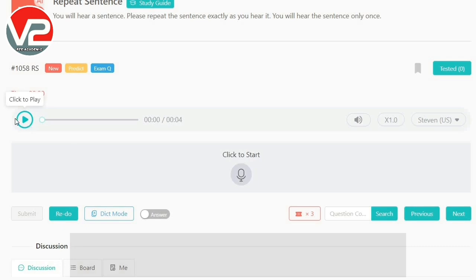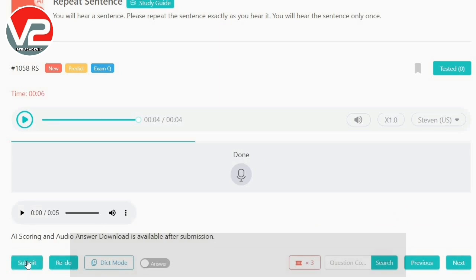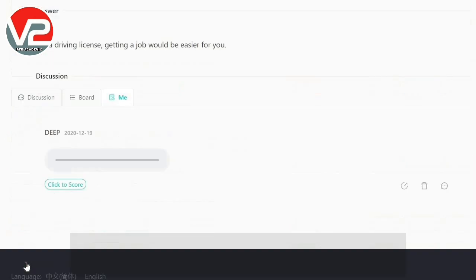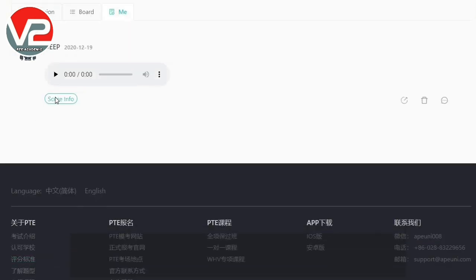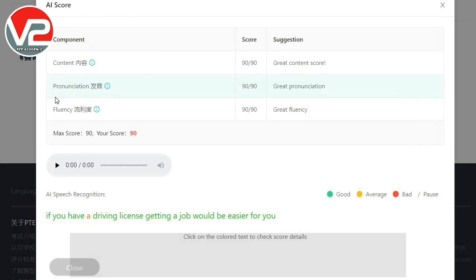If you have a driving license, getting a job would be easier for you.